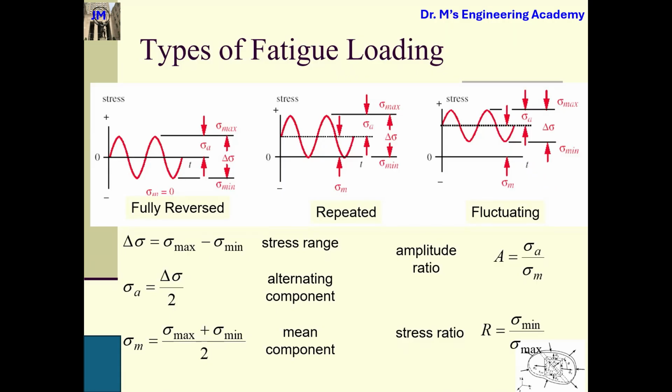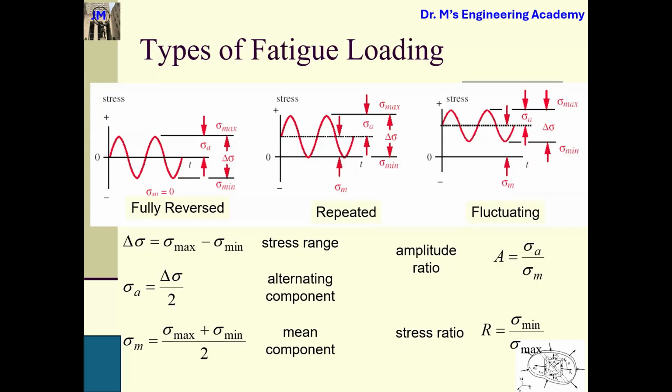No questions? Then there are several concepts. The first one is the stress range. As the name suggests, it is the range, delta sigma, that means maximum minus minimum. And sigma a is called the amplitude, or the alternating component, which equals half of the range. I prefer to write it this way.